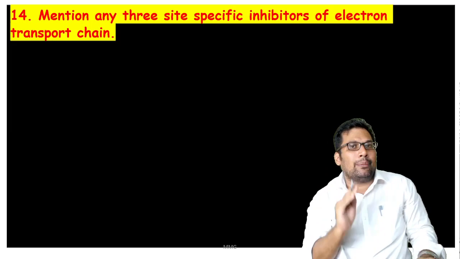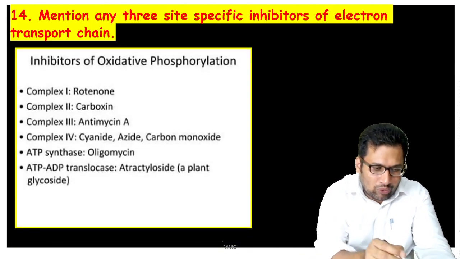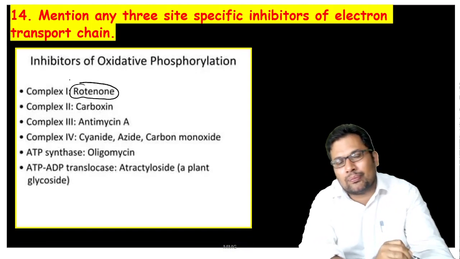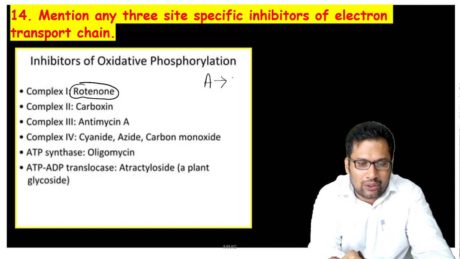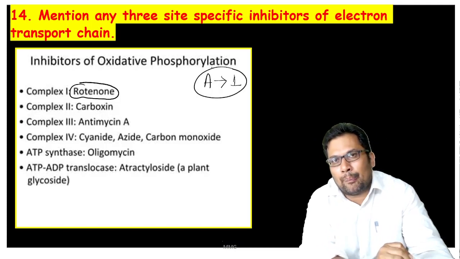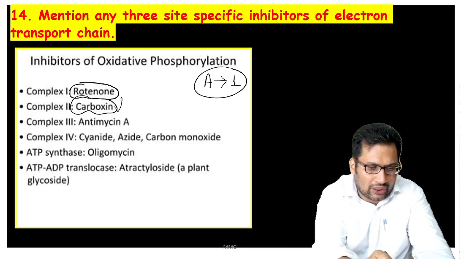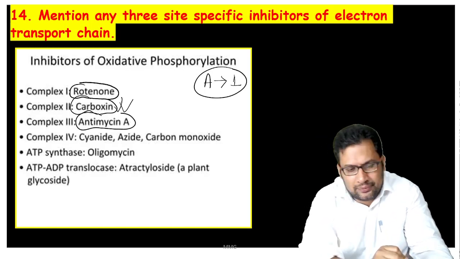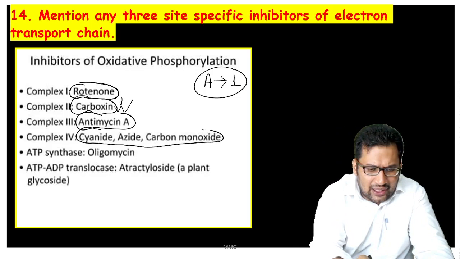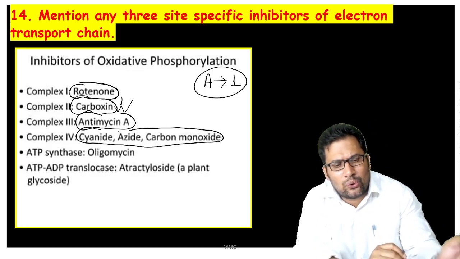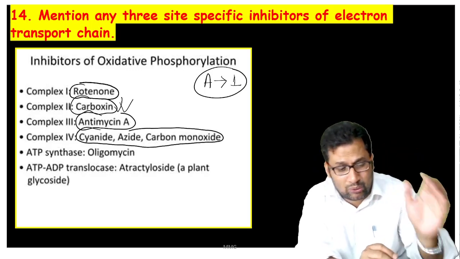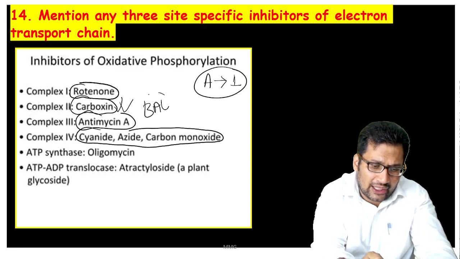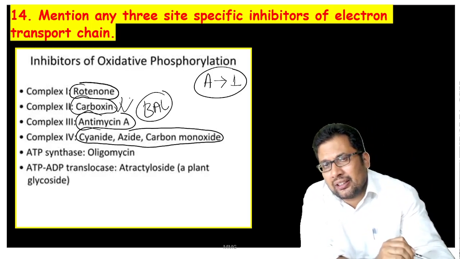What is the complex 1 inhibitor? One example is rotenone. You can remember rotenone has an A, and A means alphabet 1, that means it is complex 1. Complex 2, carboxin. Complex 3, antimycin A. Complex 4, cyanide, azide and carbon monoxide. So rotenone complex 1, carboxin complex 2, antimycin A complex 3, BAL also. One more, that is BAL, British anti-lewisite. BAL has 3 alphabets, that is complex 3.